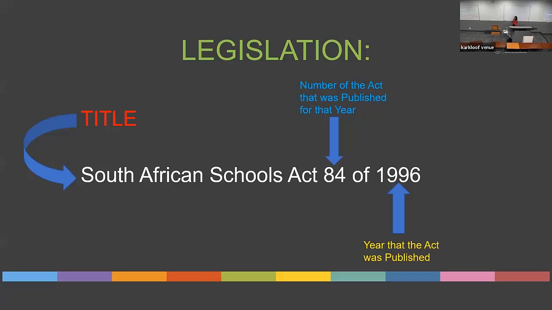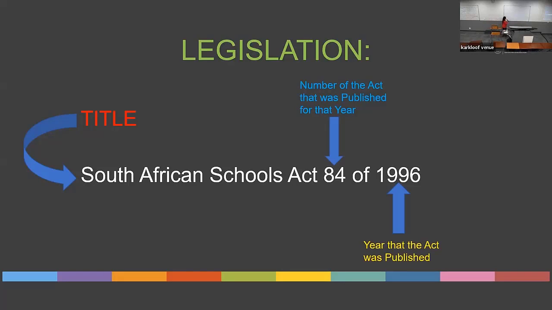Right, I just wanted to bring to your attention legislation. When I speak of legislation, when you look at the South African Schools Act of 1996, if you have to dissect this, basically your title, South African Schools Act, that 84, that's the 84th act that was published in that year. Okay, this could also form a nice MCQ question as well, right? That is the 84th act that was published in that year. The 1996 is the year that it was published in, or that year that it came into action.